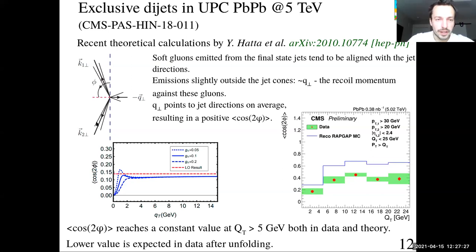And so in the results, they also found that this second Fourier harmonic reaches a constant value above 5 GeV, a similar trend to what we observed with the data, but they had a value of 0.14 that is lower. However, we also expect a lower value after we perform unfolding in the final results.